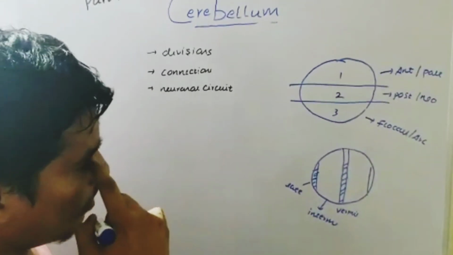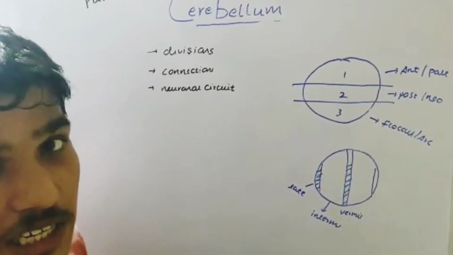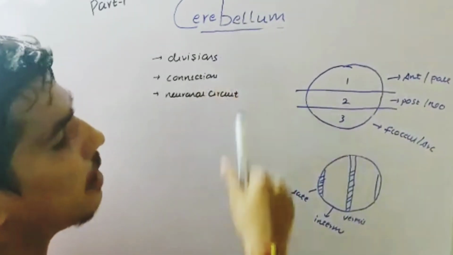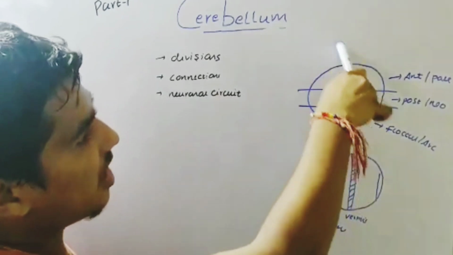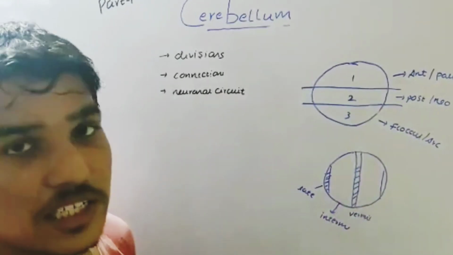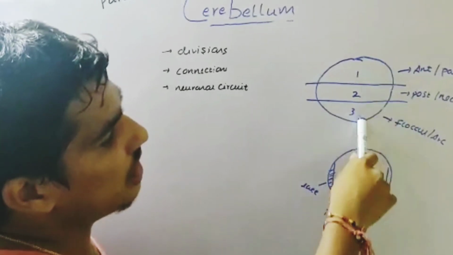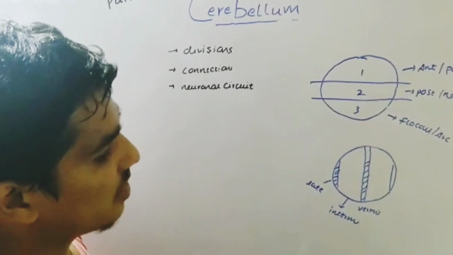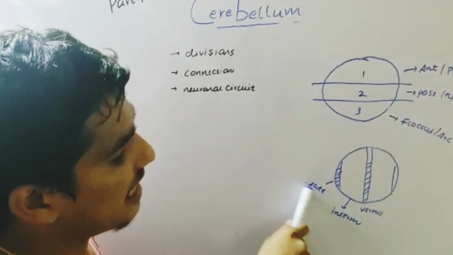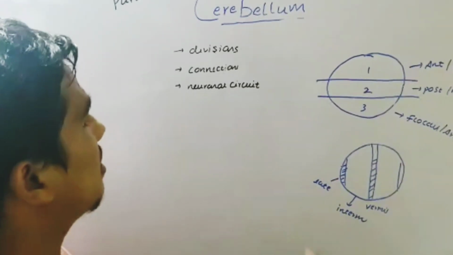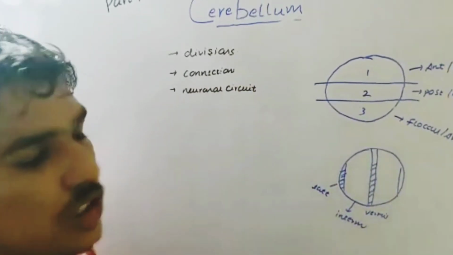So friends, the first subtopic is completed. Let's once again recapitulate. The divisions of cerebellum are included in 2 parts, the anatomical classification and the functional classification. In the anatomical classification, it is divided by 2 transverse fissures into 3 lobes, while in the functional classification we have 3 zones: vermis, intermediate and lateral zone. So let's see the next subtopic, the connections of cerebellum.